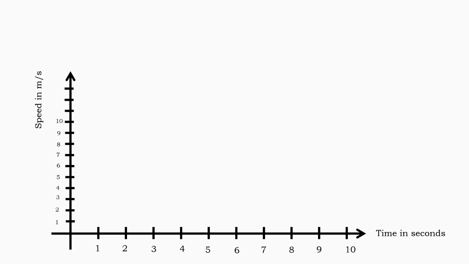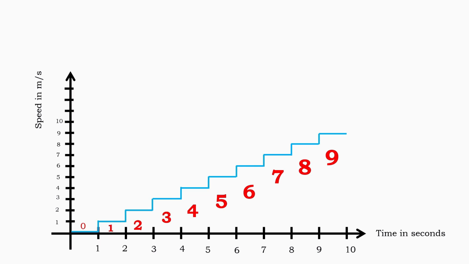Now, let's increase the difficulty slightly. Suppose the speed increases every second by 1 meter per second. At time 0, speed is 0. At 1 second, it is 1 meter per second. At 2 seconds, it is 2 meters per second, and so on, up to 10 seconds. Now think of this motion happening in steps. In the first 1 second, the speed is about 1 meter per second. In the next 1 second, it is about 2 meters per second. Then 3, then 4, and so on.